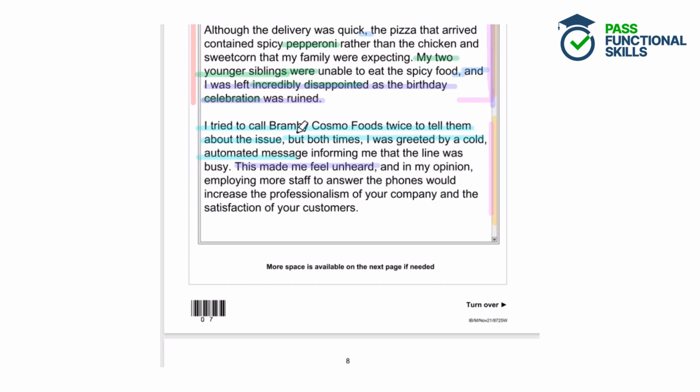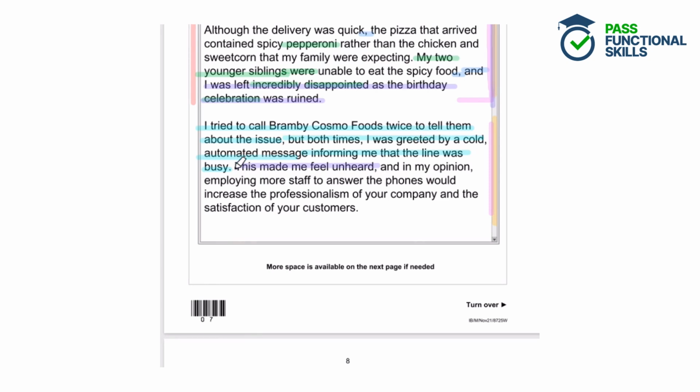So here we've explained what happened both times they tried to call. So we've linked some ideas together there. And we've given a bit of an opinion about the message, saying that it was cold, so not very welcoming. Informing me that the line was busy. So we've got lots of different bits of information that have been connected together there.